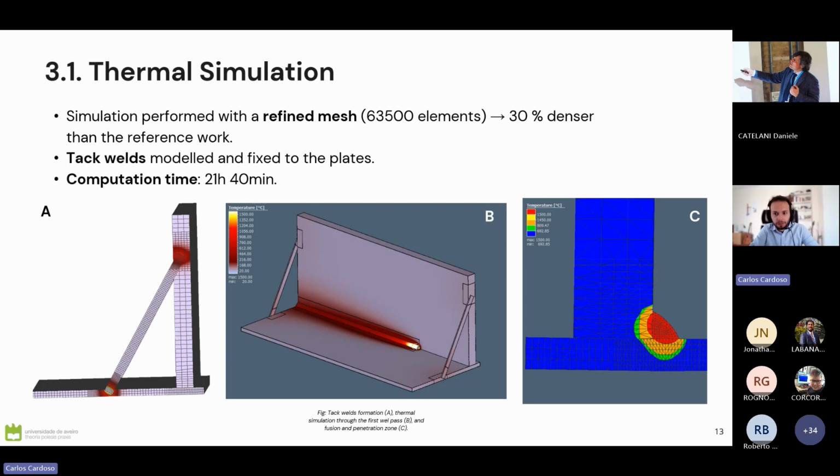And finally, figure C highlights the fusion and penetration zones, which indicated if the heat distribution and the penetration depth were consistent with what was expected. So this tool was used to confirm that the heat source and boundary setup were correctly defined.